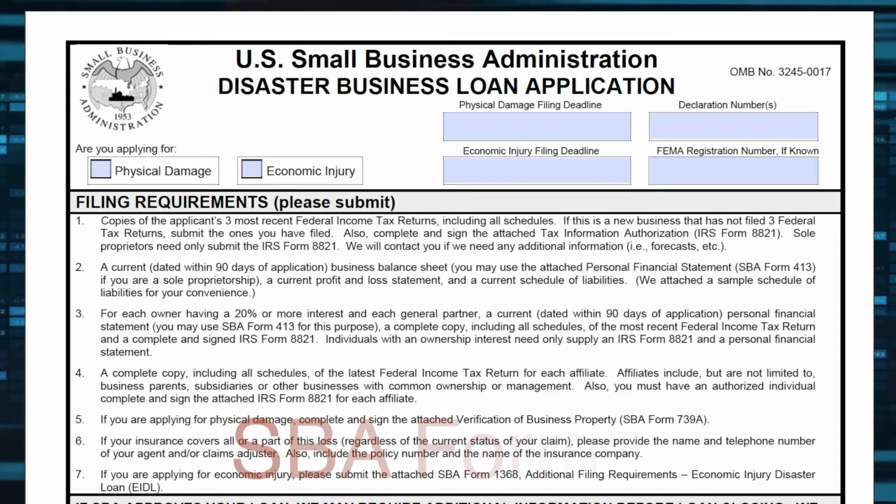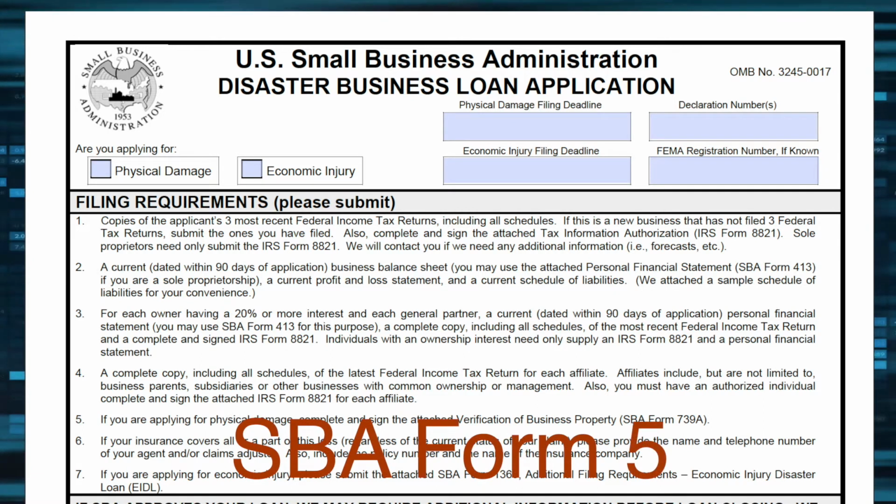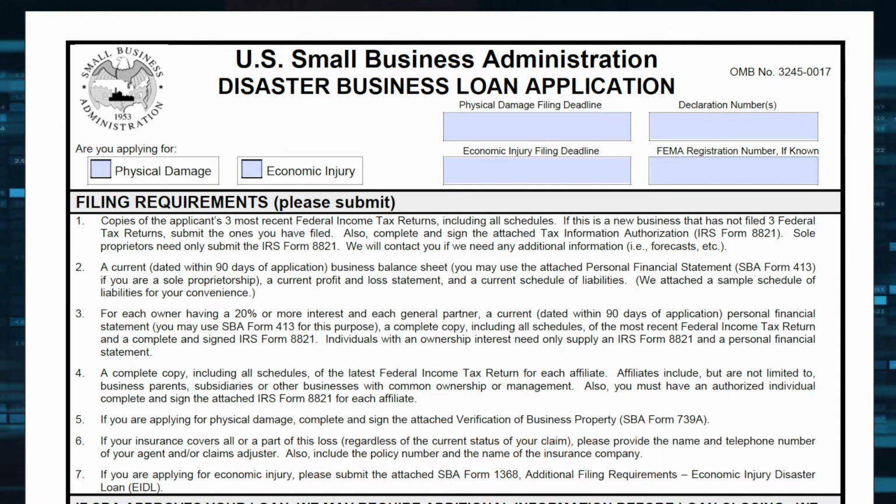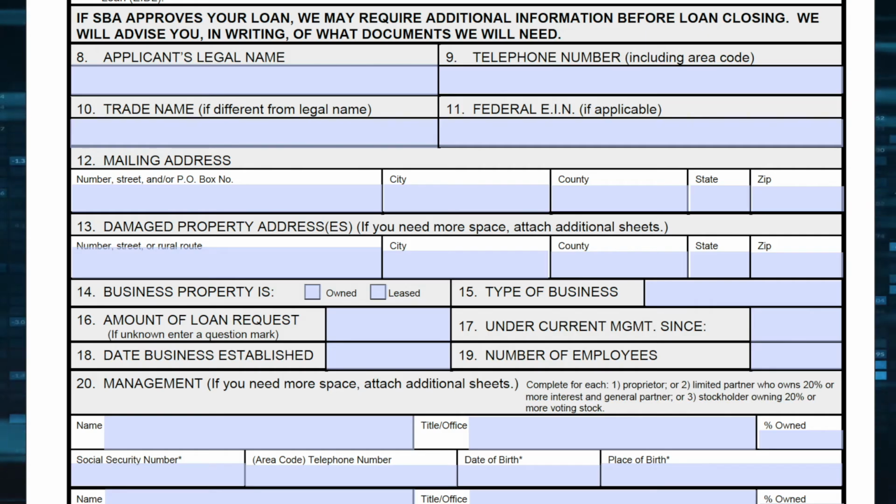SBA Form 5, General SBA Loan Application. This form is very straightforward and should be easy to fill out. Just make sure that you account for every owner or equity partner that has a 20% or greater share in your company.